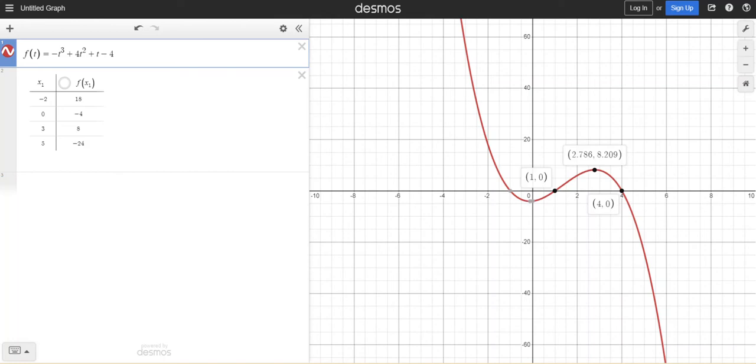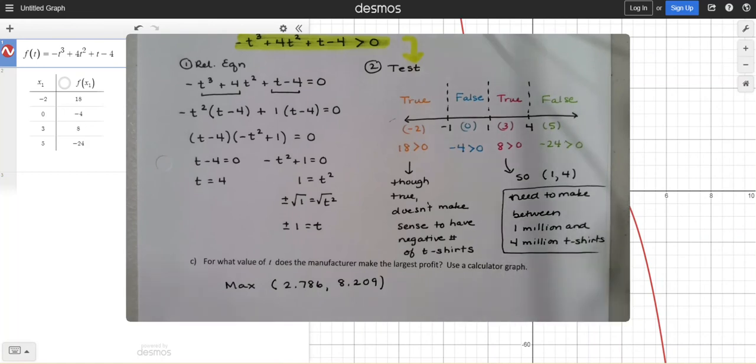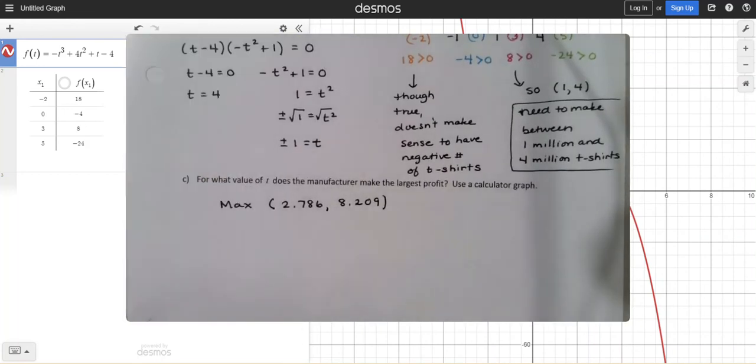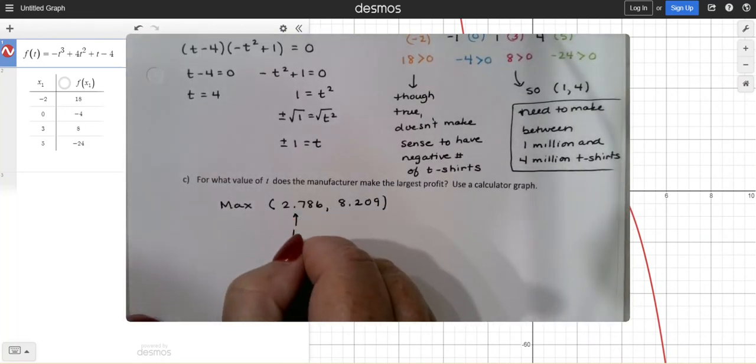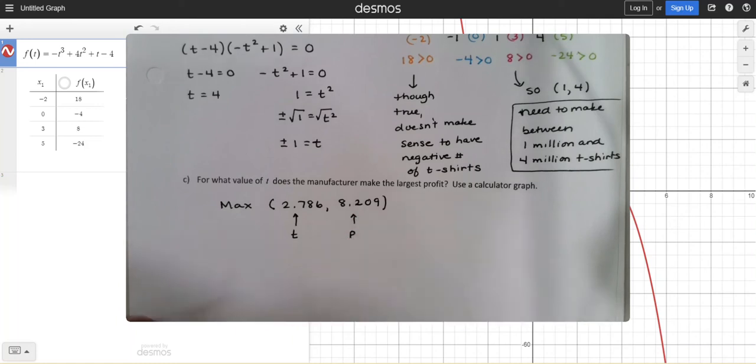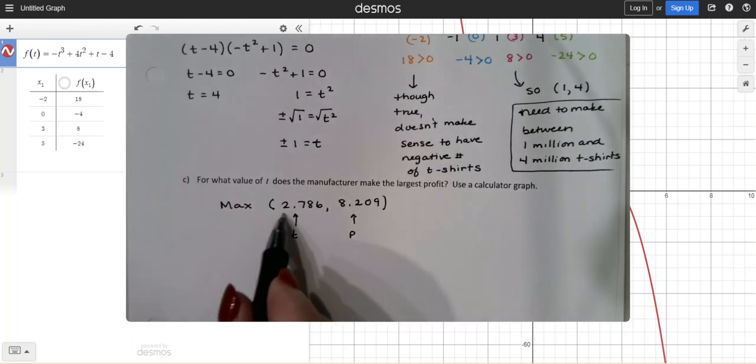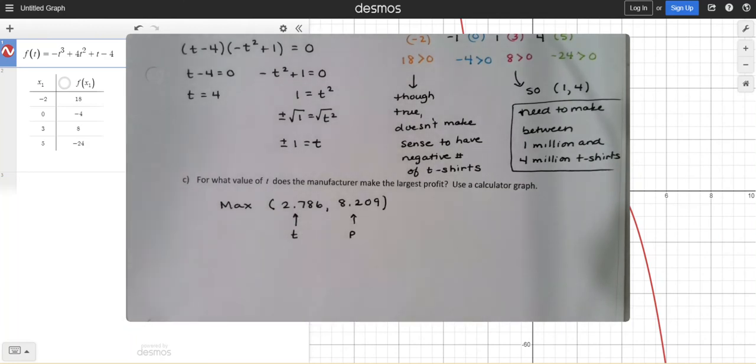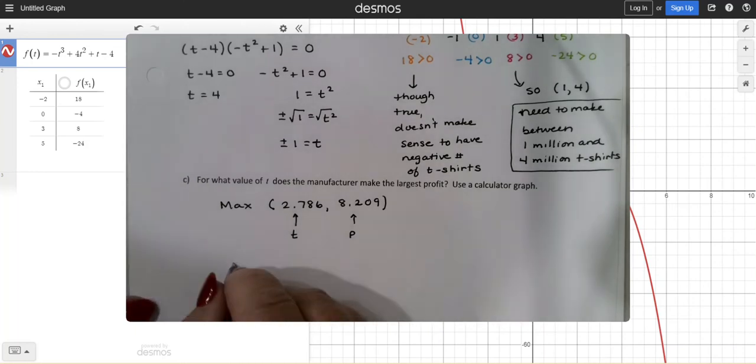So the maximum point is 2.786, comma 8.209. And in terms of my function, this is my t-shirts, this is my profit. So we make the largest profit, specifically about $8.2 million, if we make 2.786 million t-shirts.